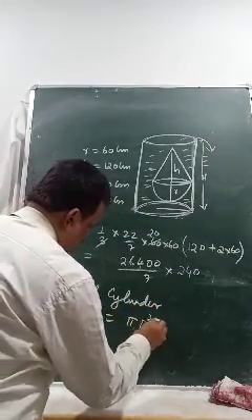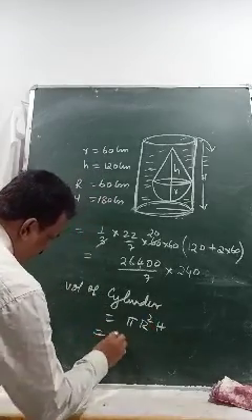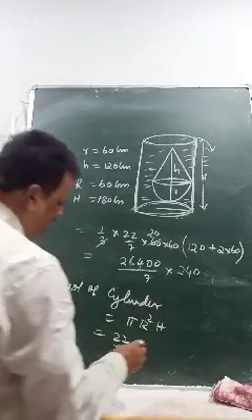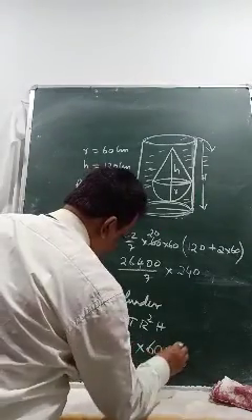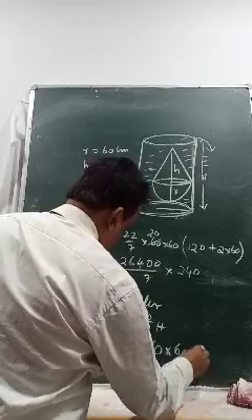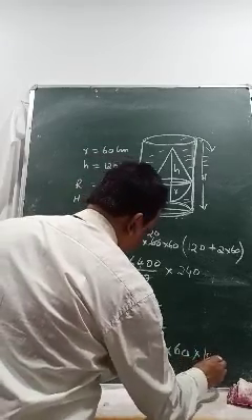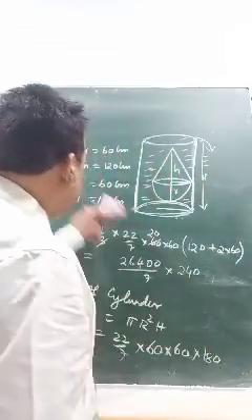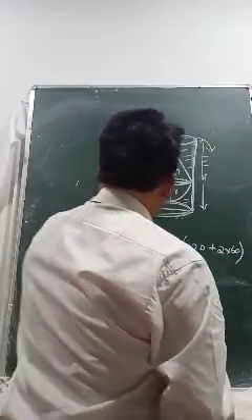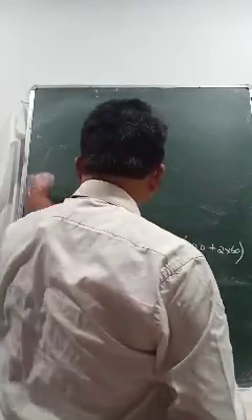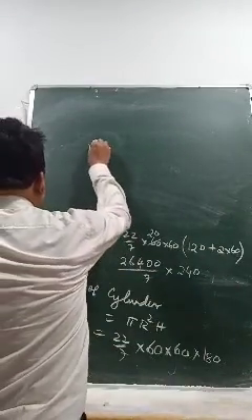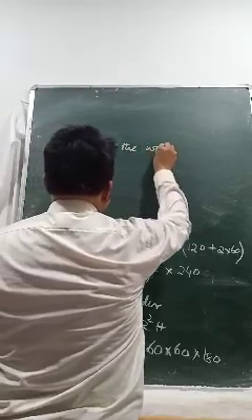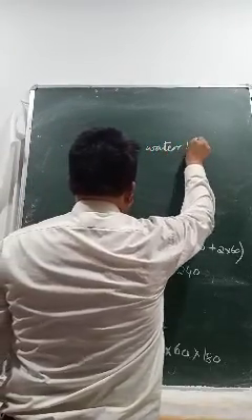Pi r square h. Pi is 22/7, r is 60, so 60 into 60, and h is 180. So the volume of the water left out equals the volume of the cylinder minus the volume of the solid.